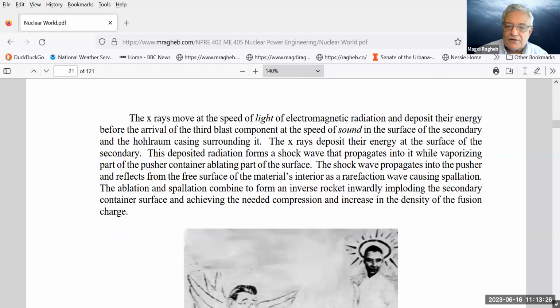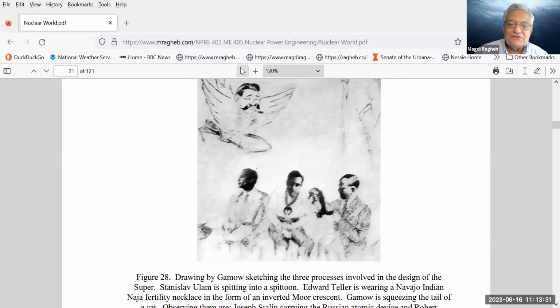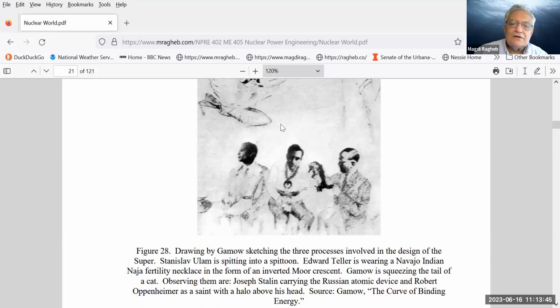Here is a diagram that Gamow put in his book, The Curve of Binding Energy. He shows himself here, that's Mr. Gamow, holding a cat and squeezing its tail. He shows Edward Teller here with what's called the naha. It's some kind of ornament that the Navajo Indians in the area of New Mexico would wear around their neck. And he shows Stanislaw Ulam spitting into a spittoon.